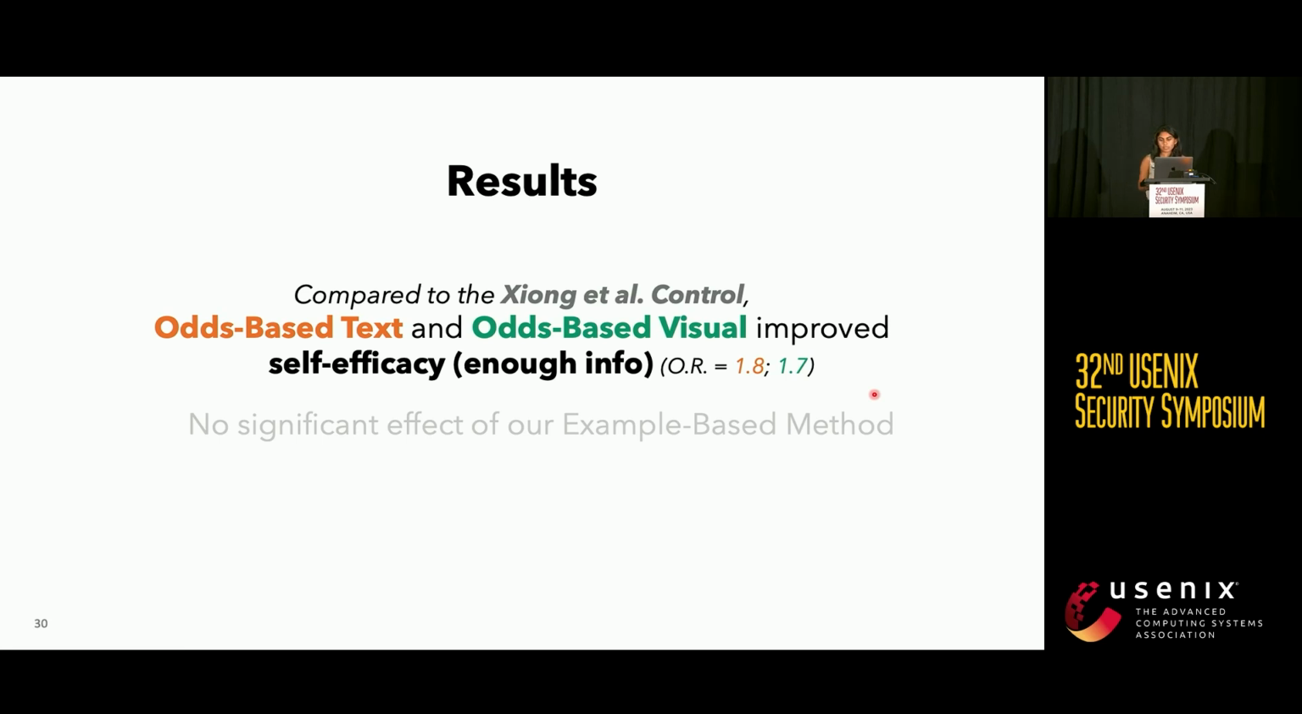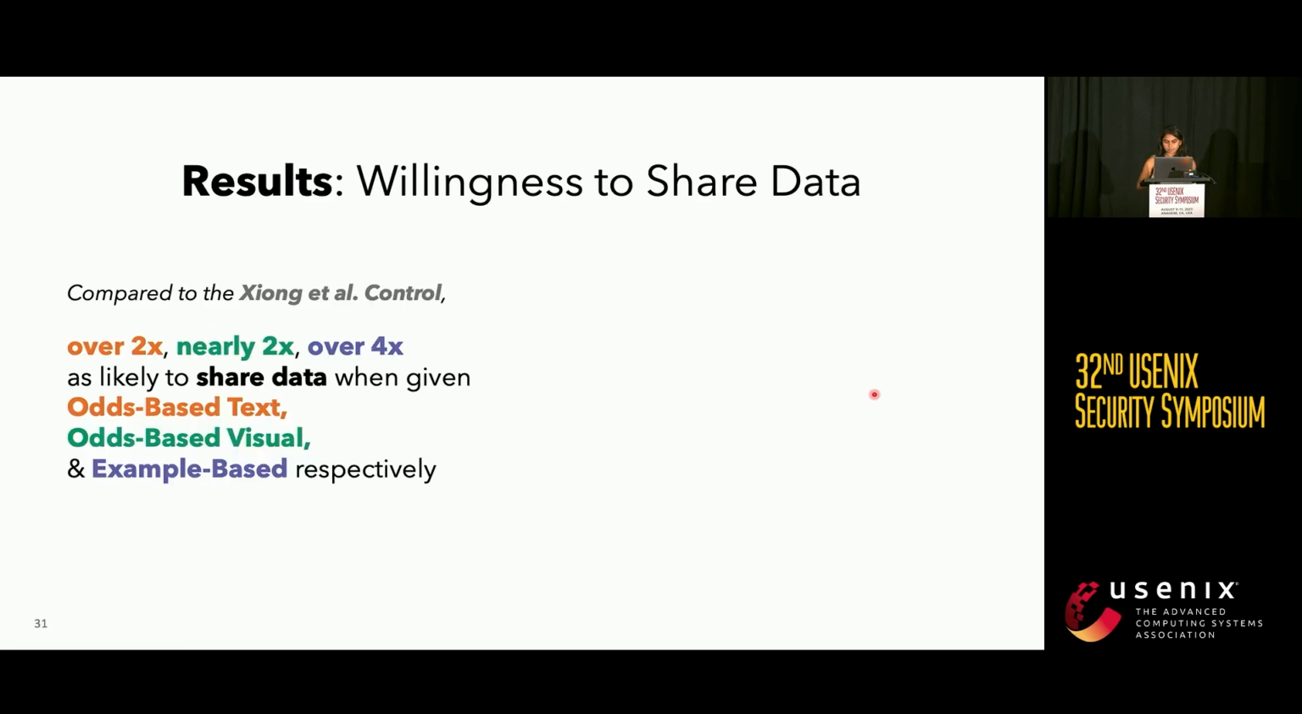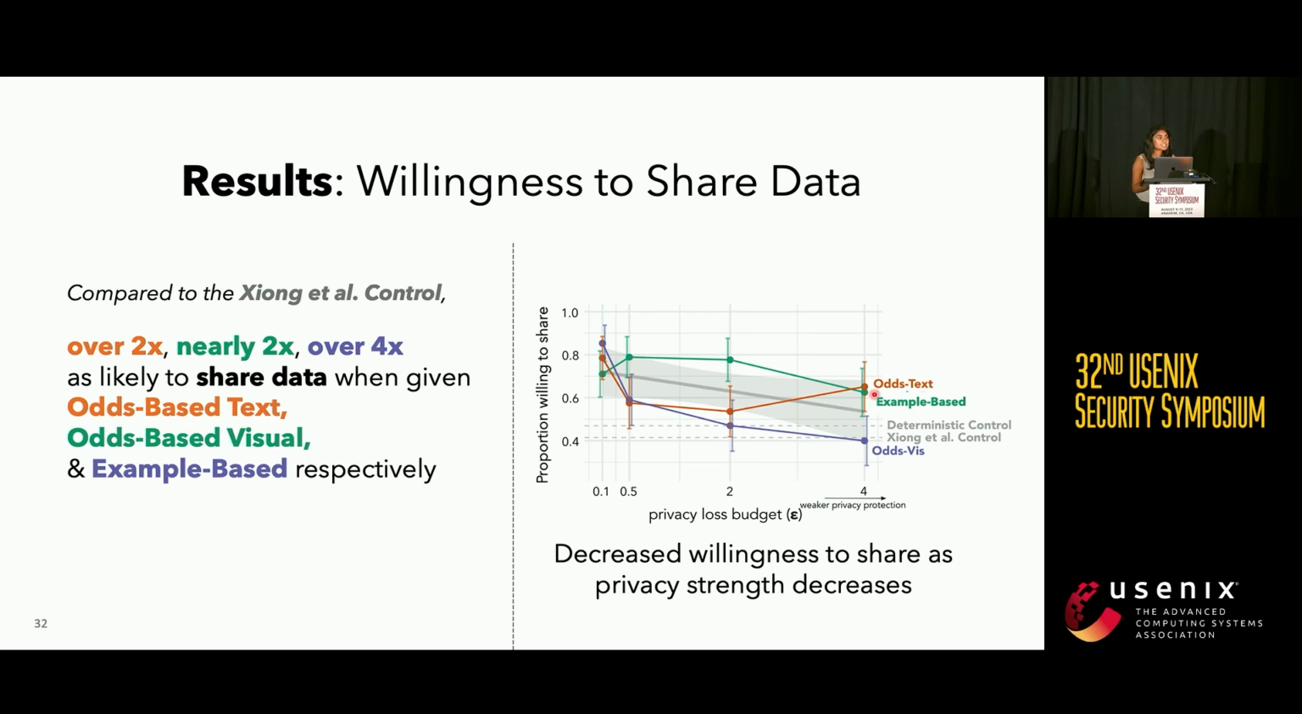And last, let's take a look at willingness to share data. We found that all three of our explanation methods increased willingness to share data compared to the control with no epsilon information. And we also found that people are sensitive to changes in epsilon. So as we weakened privacy protections, people were less likely to share their data. And you can see this especially with the odds-based visual method.